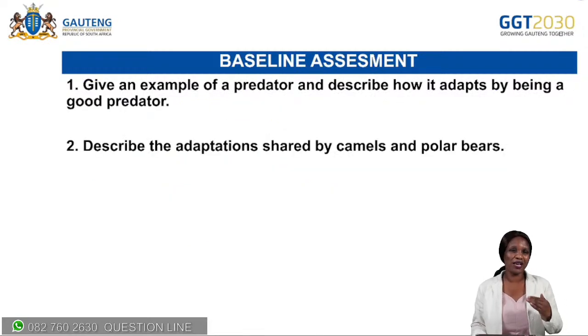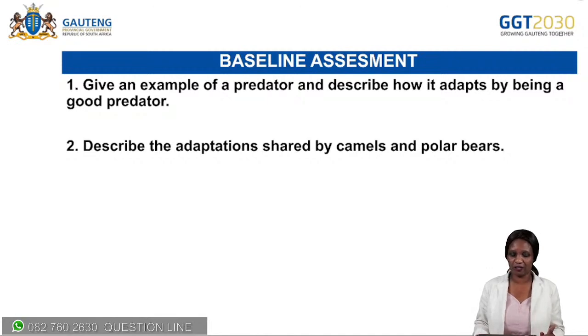In order for you and me to remember what we did in the past, let's write this baseline activity. I'll just give you 3 minutes to write it. But let's check the questions together first. Question number 1 says, give an example of a predator and describe how it adapts by being a good predator. And then question number 2, describe the adaptations shared by camels and polar bears. I'll give you 3 minutes. Please write this exercise.